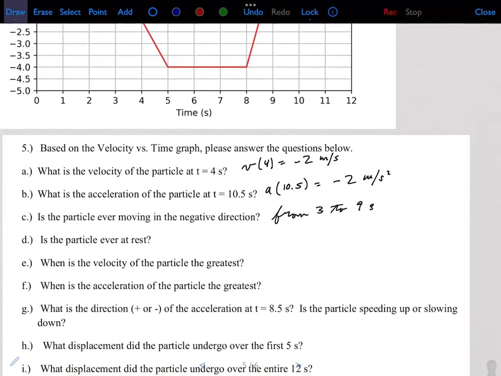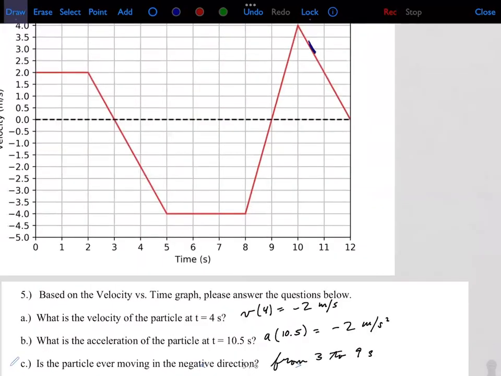Is the particle ever at rest? Well, that means where's the velocity 0? And it looks like in this case, yeah, it's going to be at rest just for an instant here at 3 seconds, with the velocity 0, at 9 seconds, and at 12 seconds.